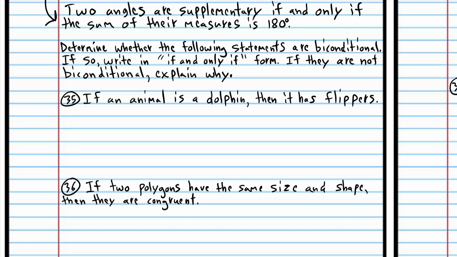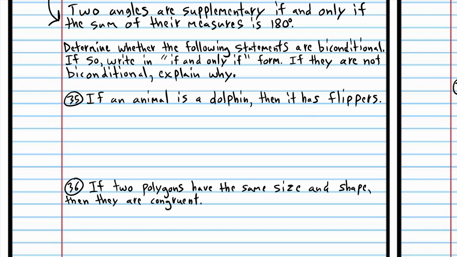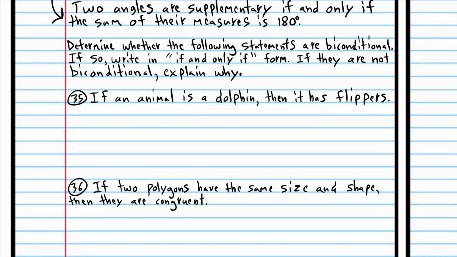They might be mammals, and they might have characteristics the same, but not all animals with flippers are dolphins. So the converse is not correct. So we can just say not biconditional.